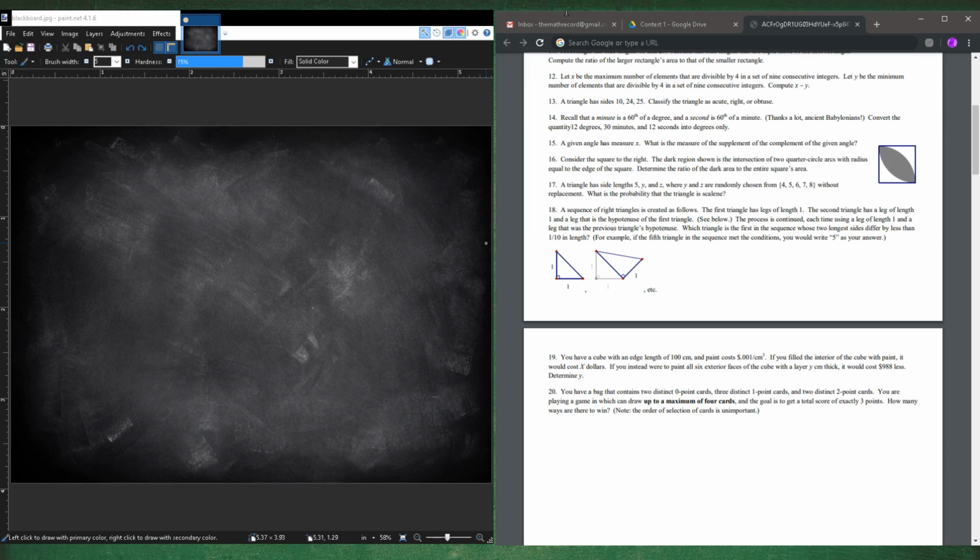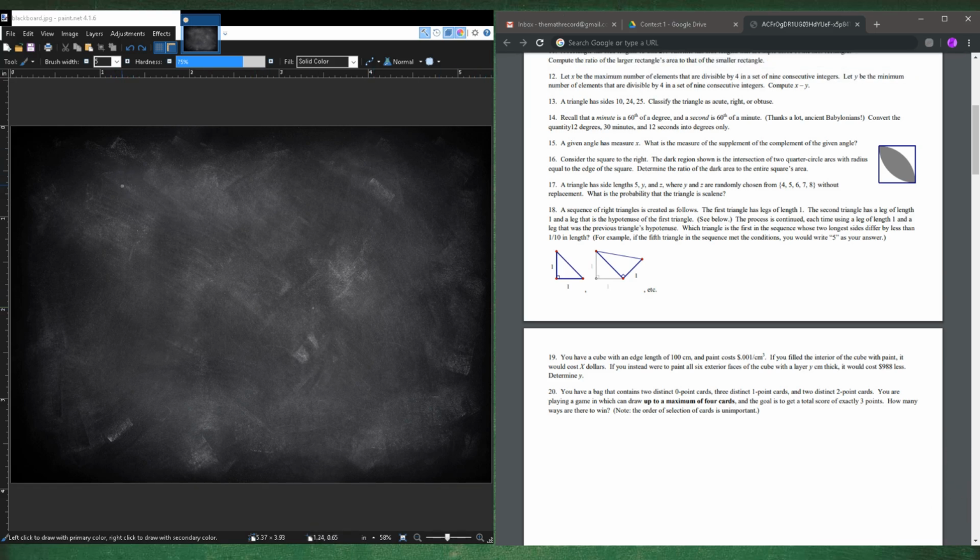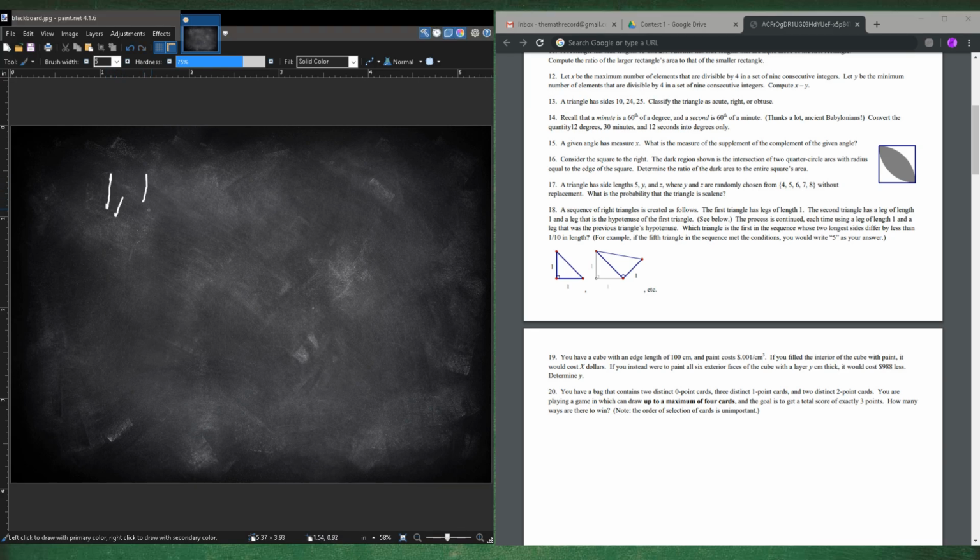What we're going to have to do is look for this. The first one is 1, 1, right? So a 1, 1 triangle would make a hypotenuse of square root 2.